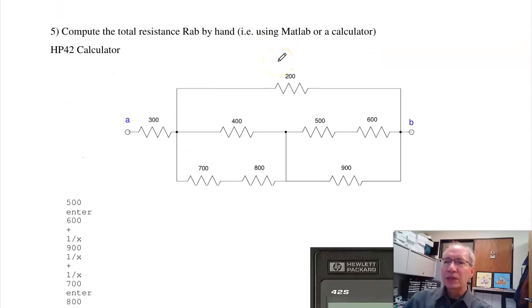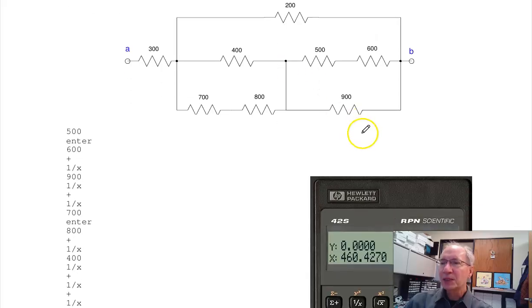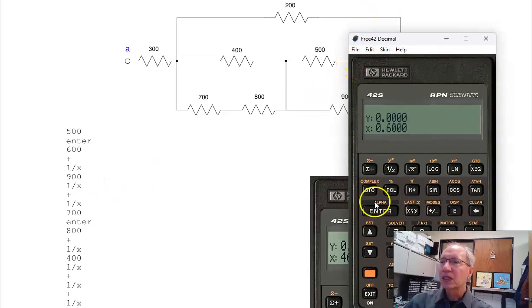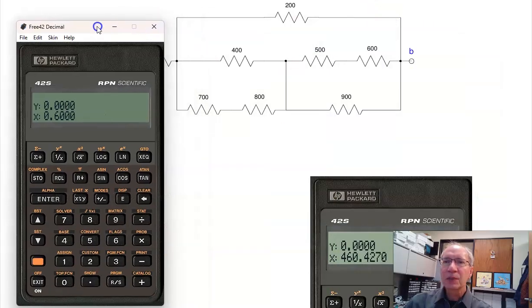Now another way to do that is an HP calculator. HPs can do that pretty well. I strongly recommend HP calculators. They work really, really well. To kind of illustrate that, let's solve this problem with an HP.